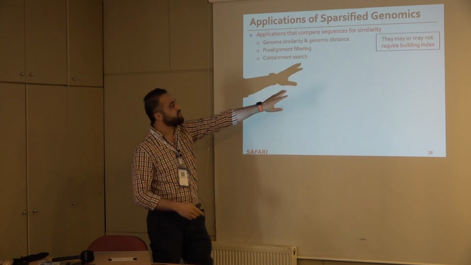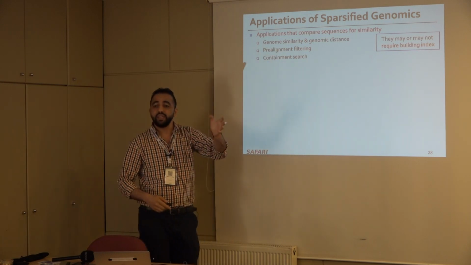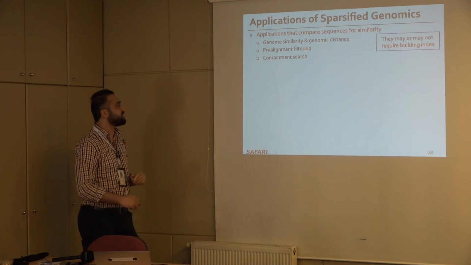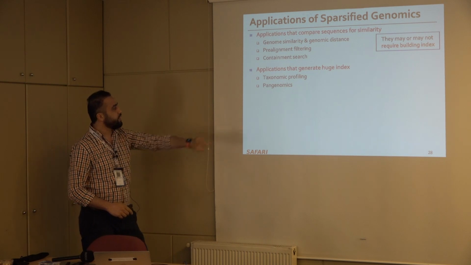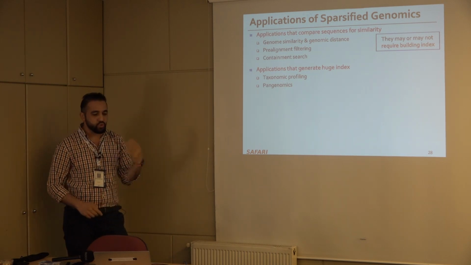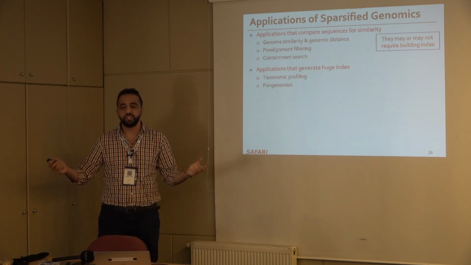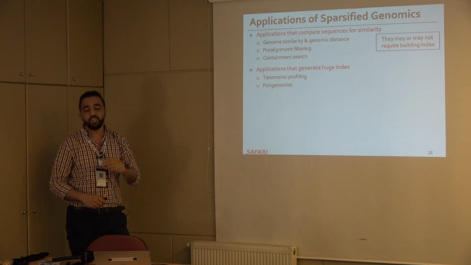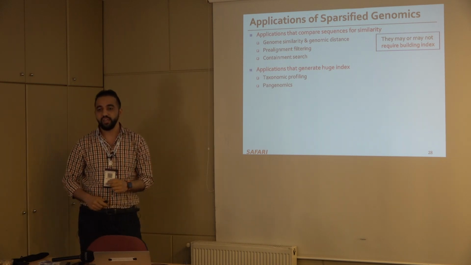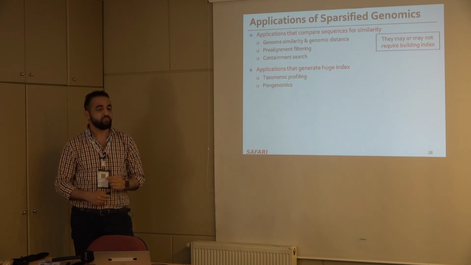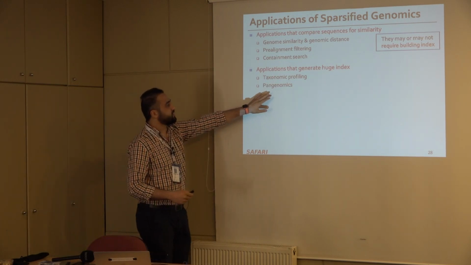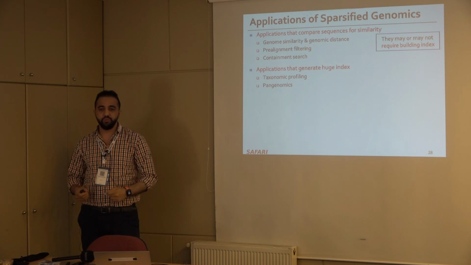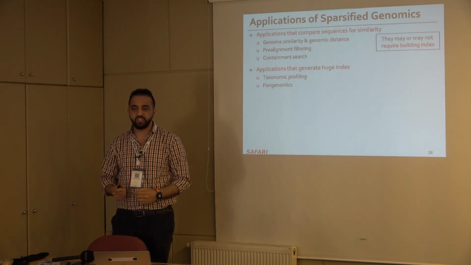And in those applications, normally we may or may not require building an index data structure. The second type of application does require building a very huge index. For example, metagenomic taxonomic profiling, Kraken-2, for example, or pangenomics. So you have a very large reference genome. You would like to build an index data structure out of those.